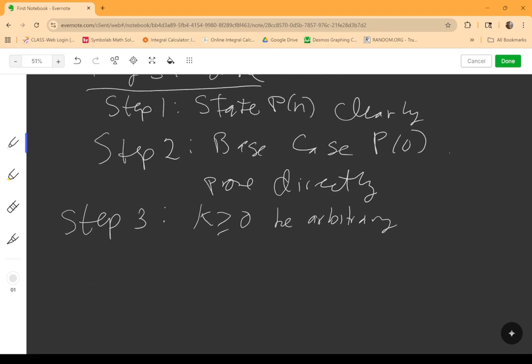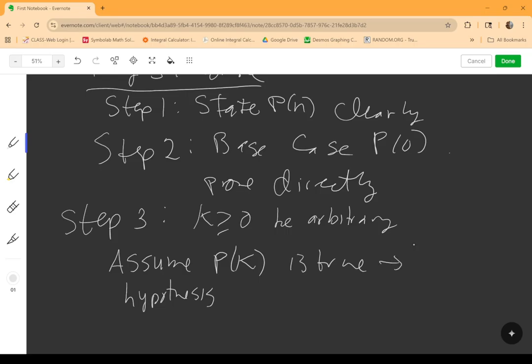Okay, and here is where the inductive case comes. I assume P sub k is true. In other words, this now becomes my hypothesis. And my conclusion is going to be, I want to prove that the next step is true, P of k plus 1. So here's where the induction happens.